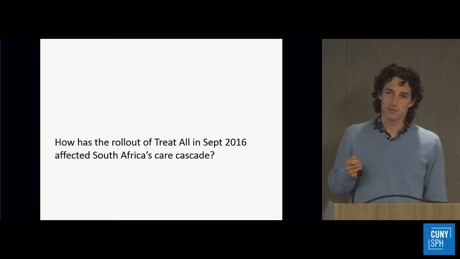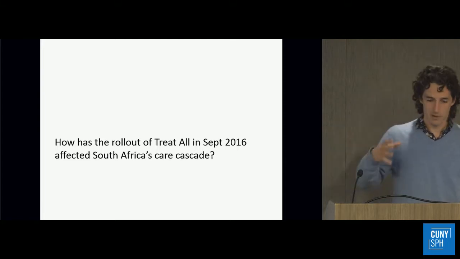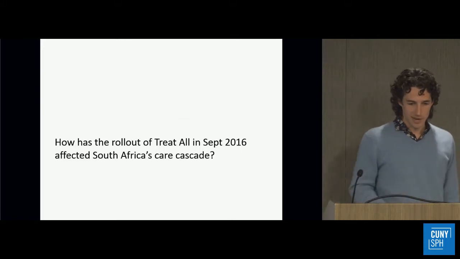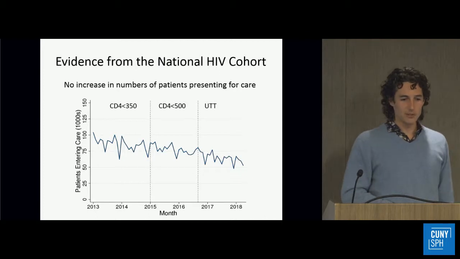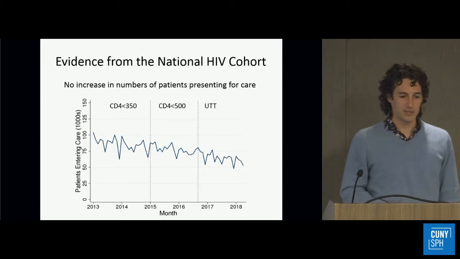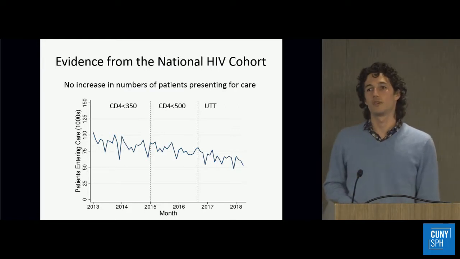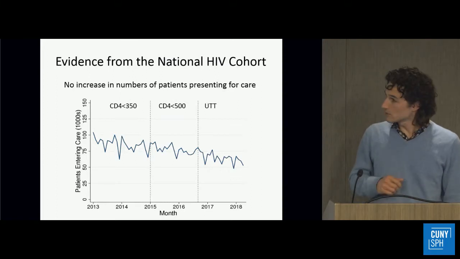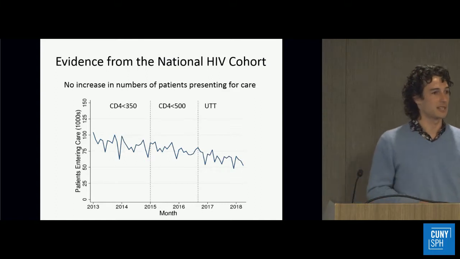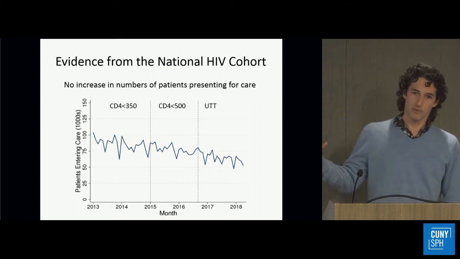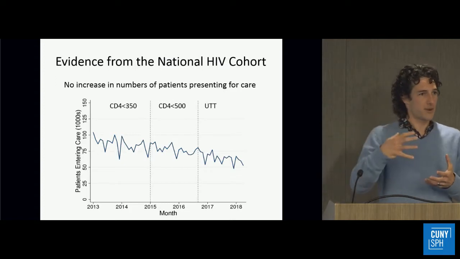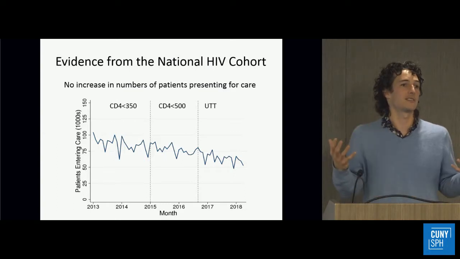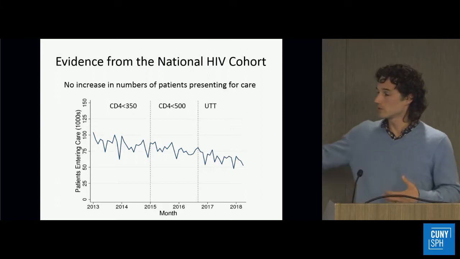How has the most recent, that stuff's published, what I'm going to show you is some unpublished work in progress. So how has the rollout of Treat All in September 2016 affected South Africa's care cascade? The first thing is that there's been no change in numbers of patients presenting for care, which we're proxying with having the first CD4 count on file. So this is gently sloping down across the whole period, because fewer people over time are seeking care as the pool of people out of care is getting smaller and more saturated. But you would expect for the rollout of UTT, Universal Test and Treat, for there to be an increase in testing and an increase in linkage to care and people entering care, and we don't see it. We don't see evidence of that.